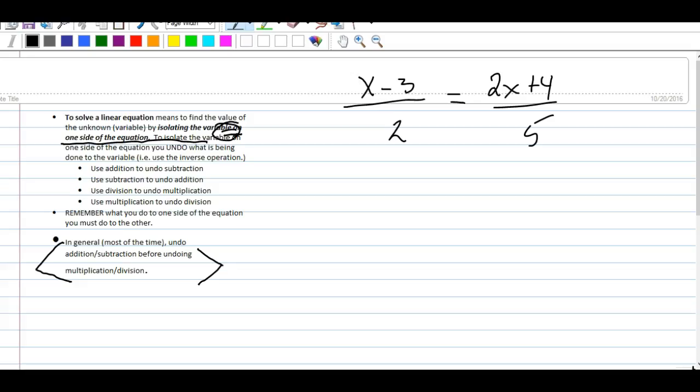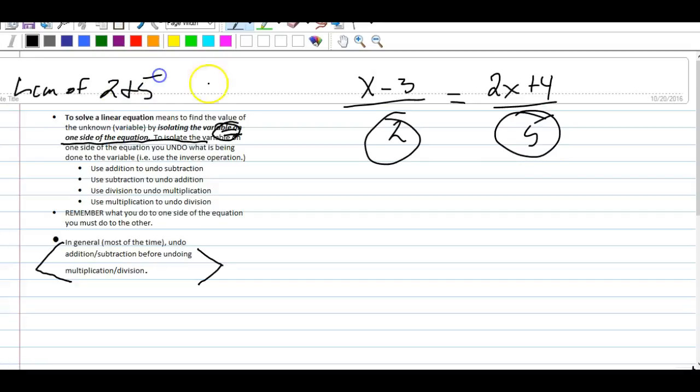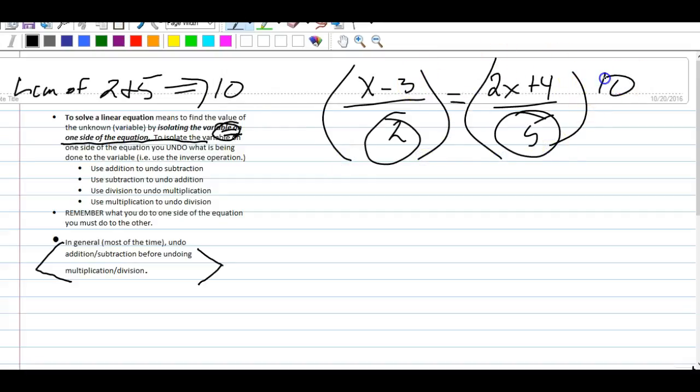Again, we're solving equations that involve fractions, and if you don't like fractions, you don't have to deal with them. Look at your two denominators and find the LCM of 2 and 5. The LCM of 2 and 5 is 10. So I'm going to multiply both sides of the equation by 10. Remember, what you do to one side of the equation, you must do to the other.